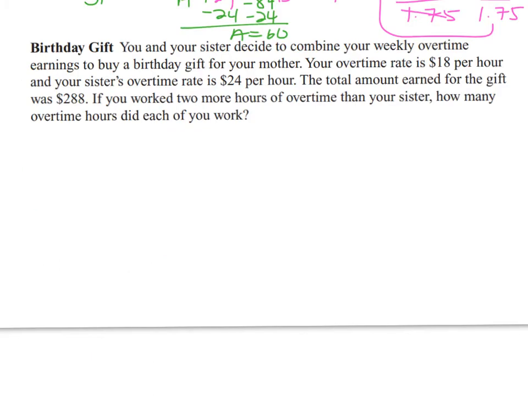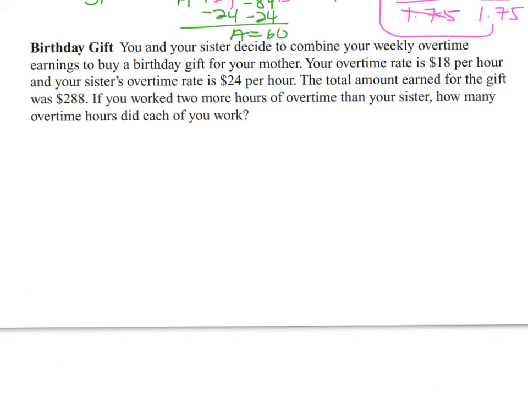Let's try another one. You and your sister decide to combine your weekly overtime earnings to buy a birthday gift for your mother. Your overtime rate is $18 per hour, and your sister's overtime rate is $24 per hour. The total amount earned for the gift was $288. If you worked 2 more hours of overtime than your sister, how many overtime hours did each of you work?